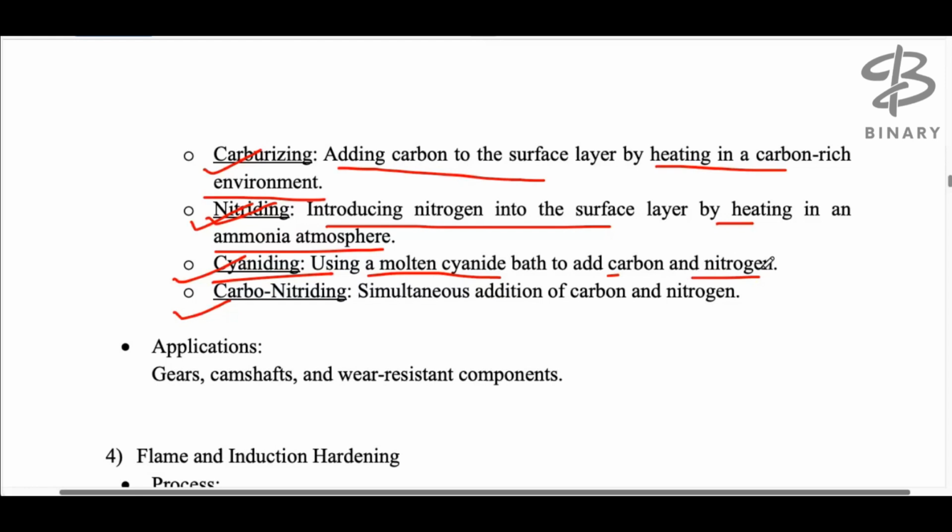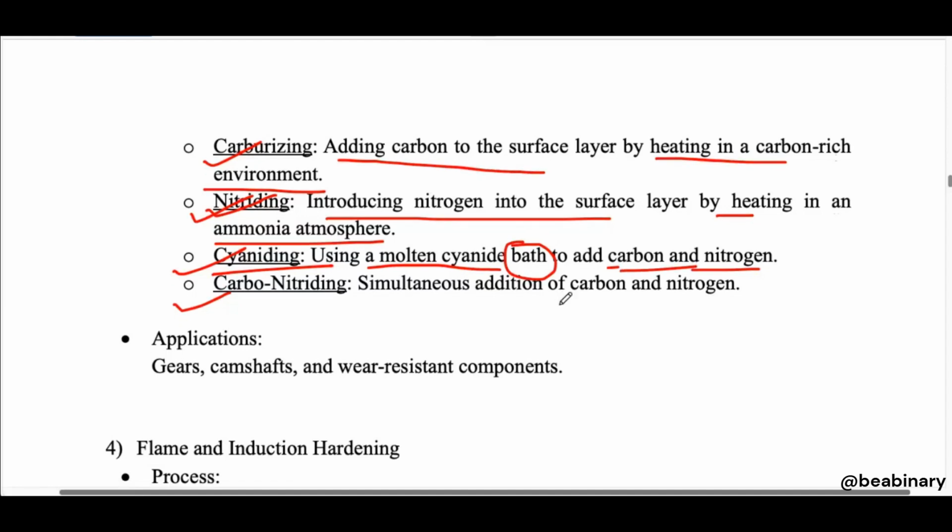This is done using molten cyanide. So you have a bath, a tub kind of, and you put the slightly heated steel into that. So the outer part or surface will get attached. Cyaniding means carbon and nitrogen, and that will increase the hardness of the surface.